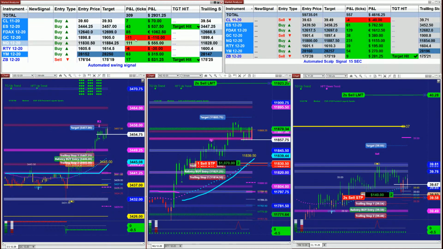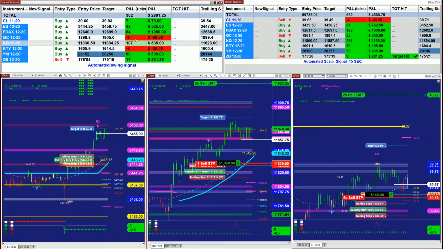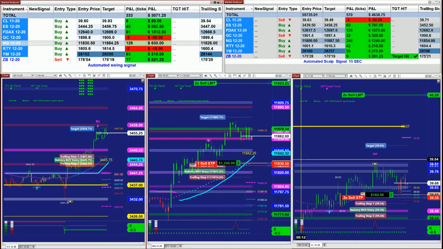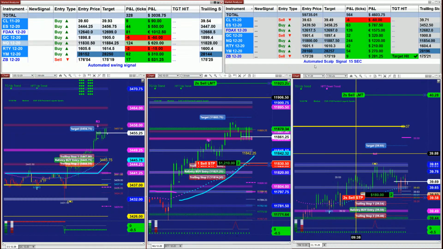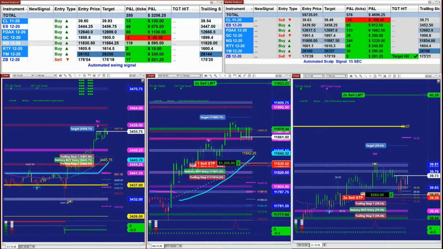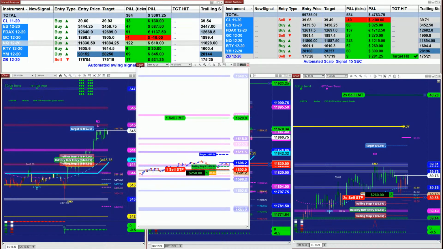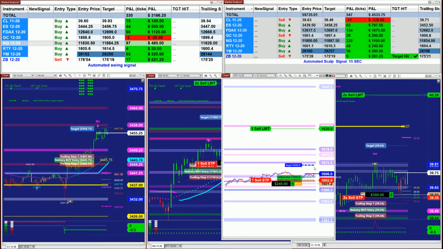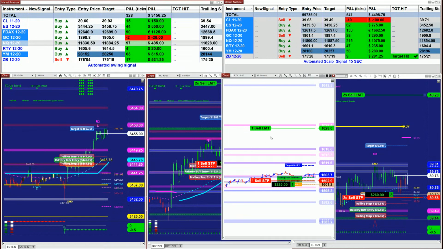The left upper corner is for the automated swing trading signal. On the right upper corner, we use the blue charts for the swing trading. On the right upper corner, we use the white chart. This is an example of the white charts. This is coming from the scalper, which we use on the right upper corner.